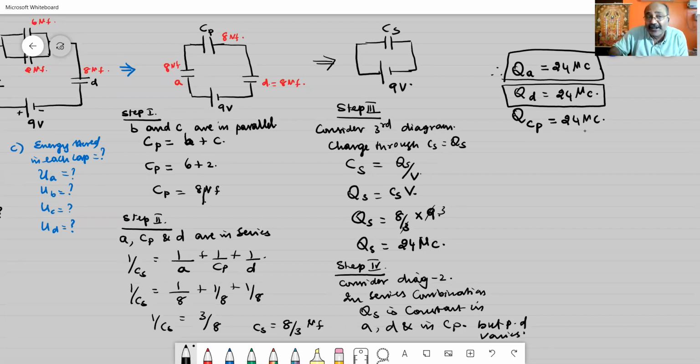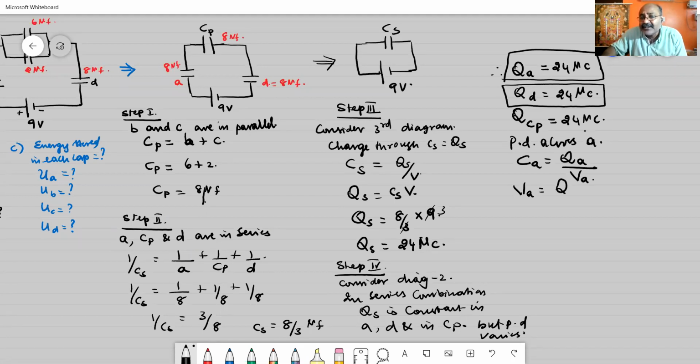So I am calculating potential difference from figure 2. First of all, I am calculating potential difference across A. What is the potential difference across A? We know that capacitance, C is equal to Q by V, so QA divided by potential across A. So you make a cross multiplication: potential across A is equal to charge across A divided by capacitance of A.